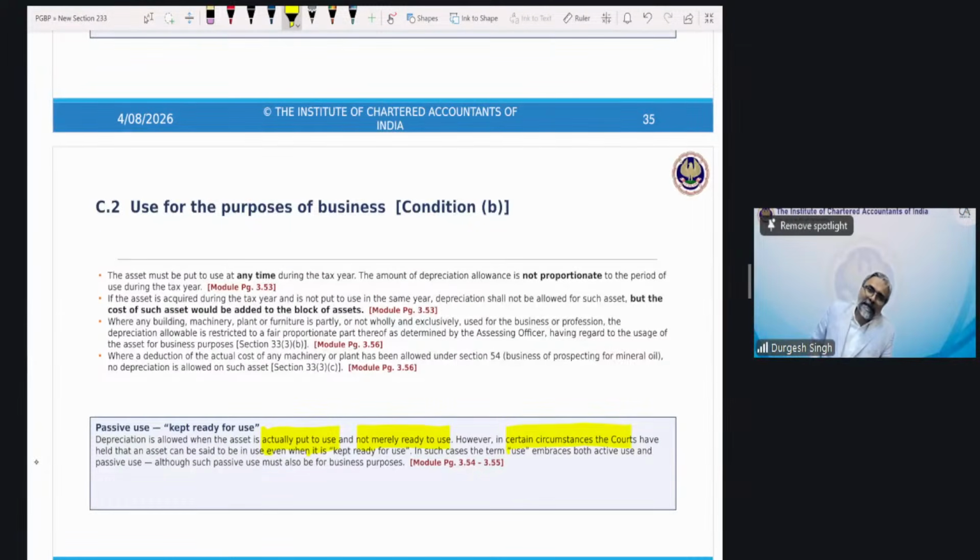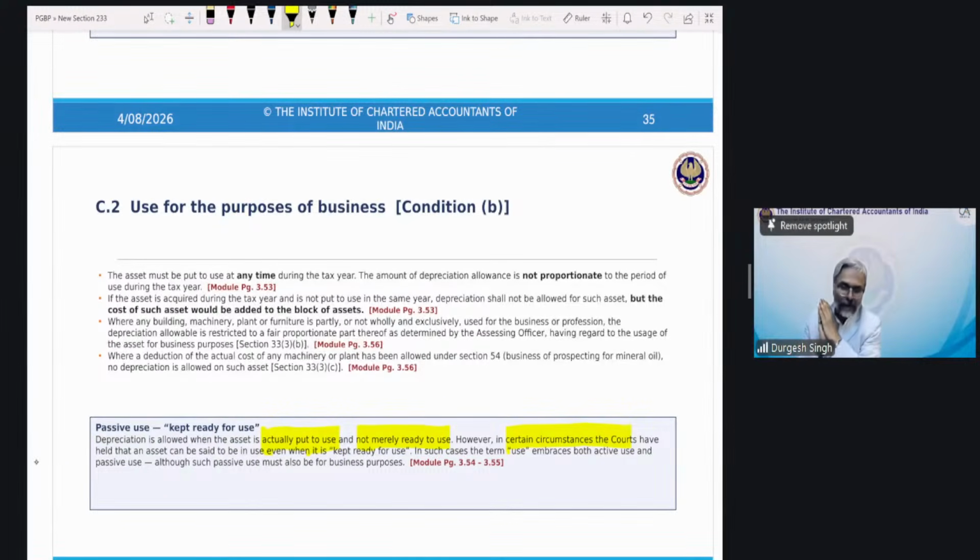Now you tell me, in this case, can this ready for use be eligible for depreciation? And the answer is yes. Why? For power generators, if they are ready for use, it is as good as being in use. Their role is that if any trip happens, they instantly start generating power. So even though actual usage may not have happened, ready for use is equal to use, students.